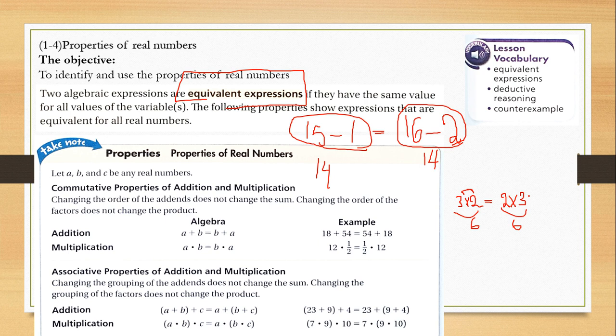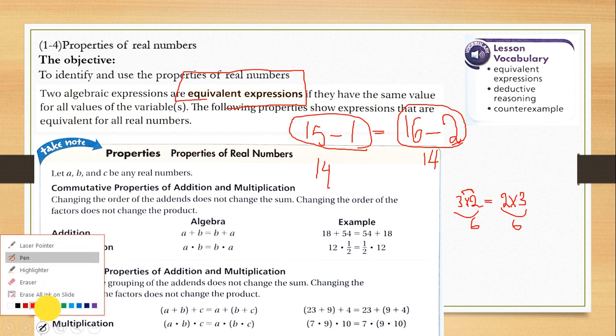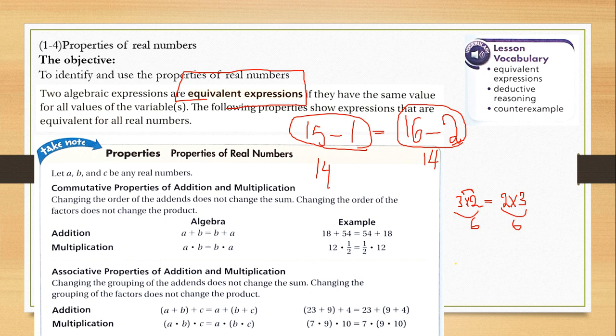Keep in mind that you cannot change the order in division and subtraction. For example, 6 minus 3 is not equal to 3 minus 6, because according to the sign rule that you learned in grade 7, 6 minus 3 will give you 3, while 3 minus 6 will give you negative 3. But 3 is not equal to negative 3. So the order in subtraction and division isn't the same. You need to focus on that.